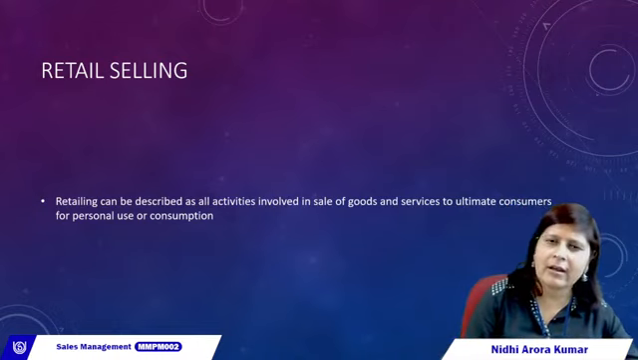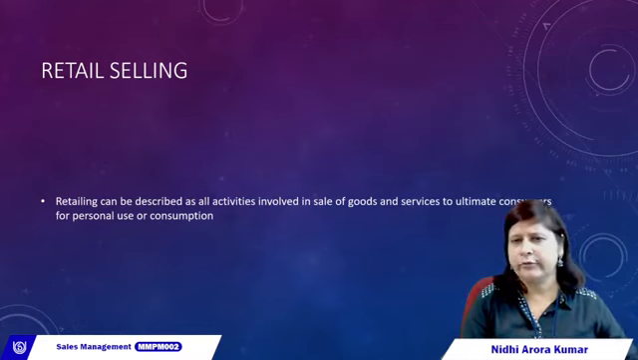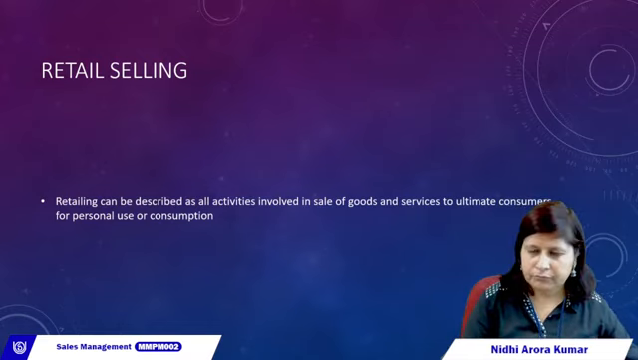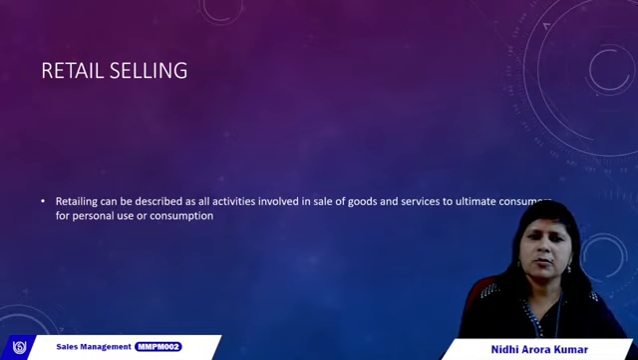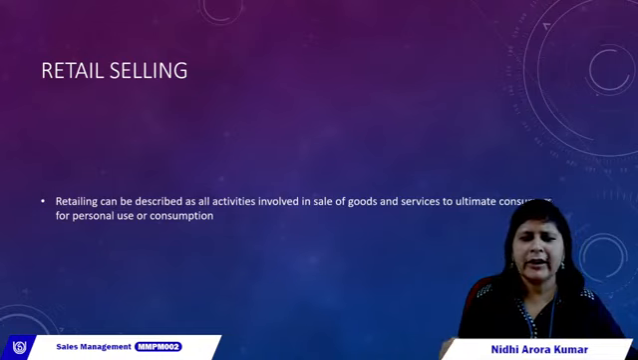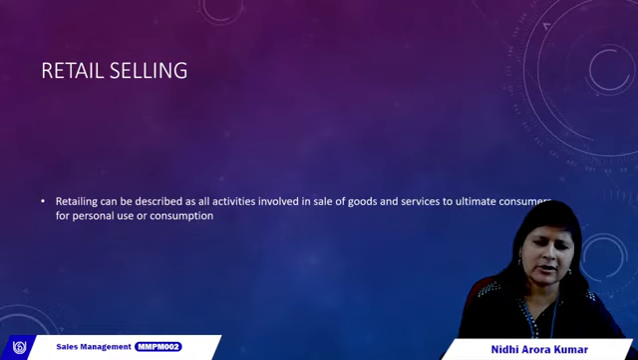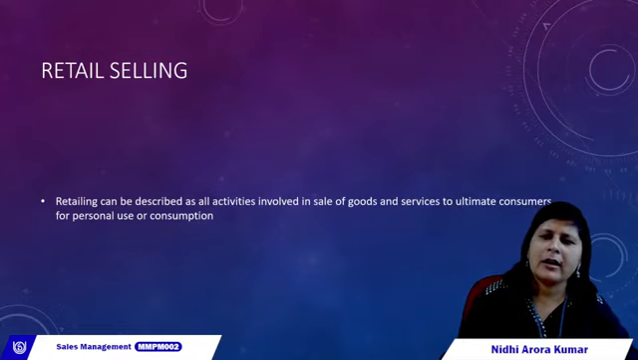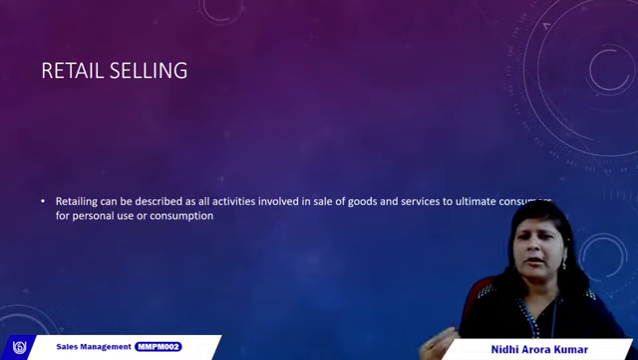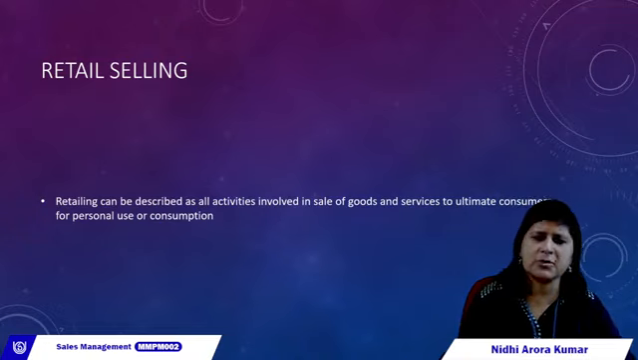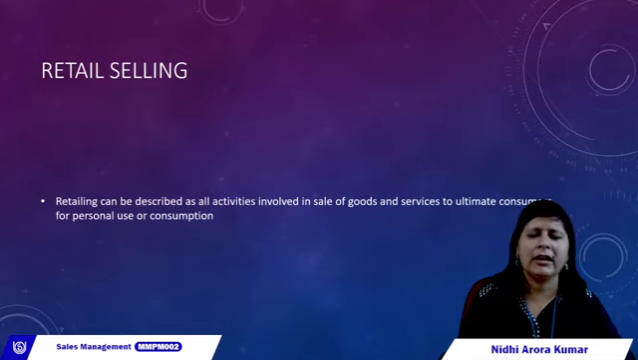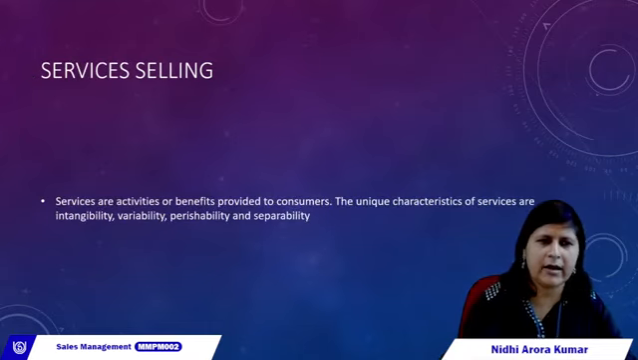That is when a kirana shop of a society or of a colony is selling the product to the consumer for direct consumption, for personal use or consumption, right? When a kirana storekeeper is selling bread, butter, eggs and other things to the consumer for personal use or consumption, then that is known as retail selling, right?